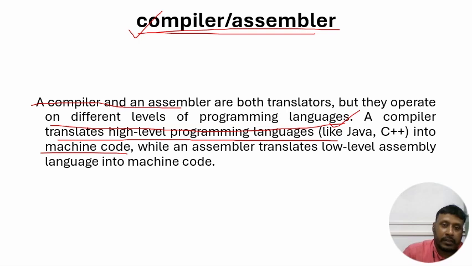Now, if we discuss the assembler, what is an assembler and what is the difference from the compiler? An assembler is a program that translates assembly language, a low-level human-readable form of machine instruction, into actual machine code. The definition is that an assembler converts code written in assembly language into binary code that the CPU can execute. What are the key features of an assembler? The input is an assembly language program.